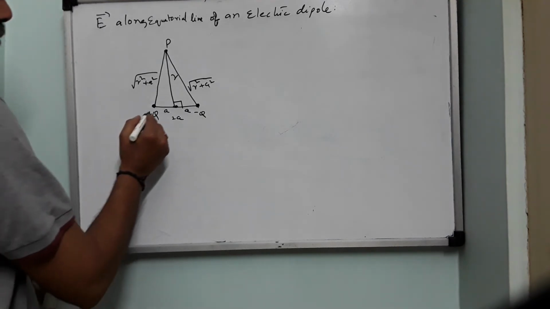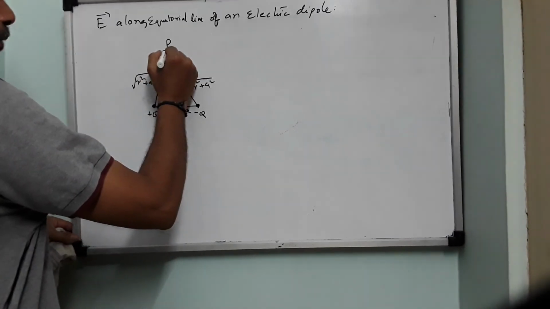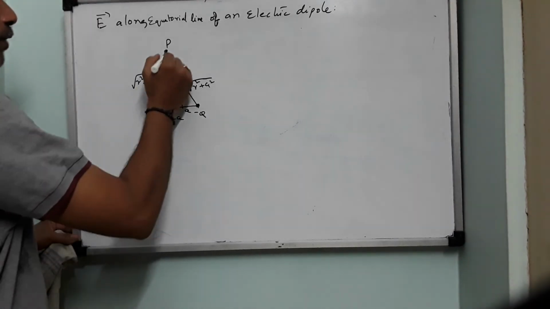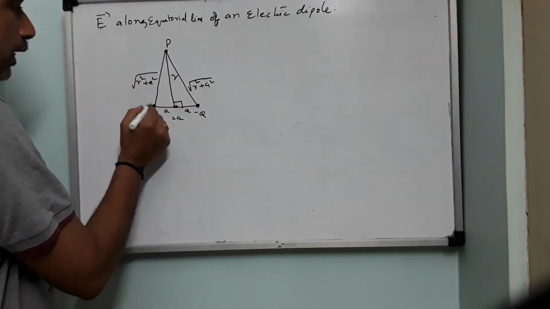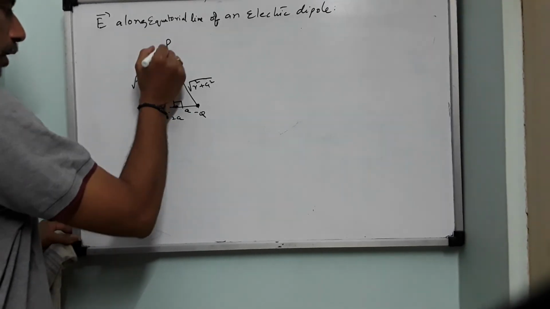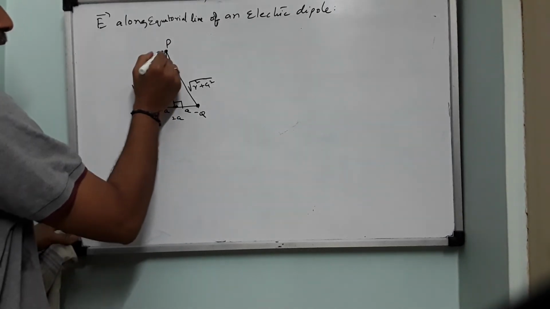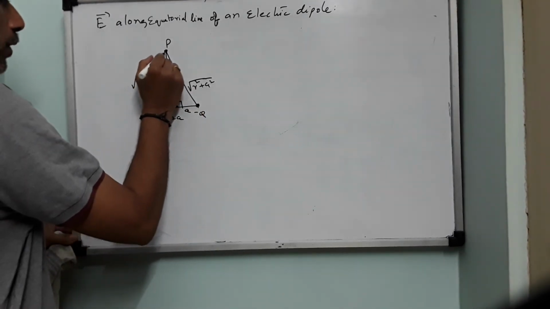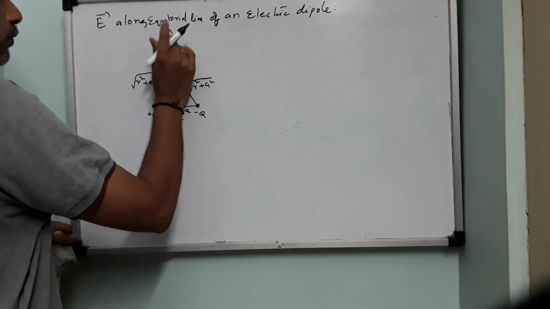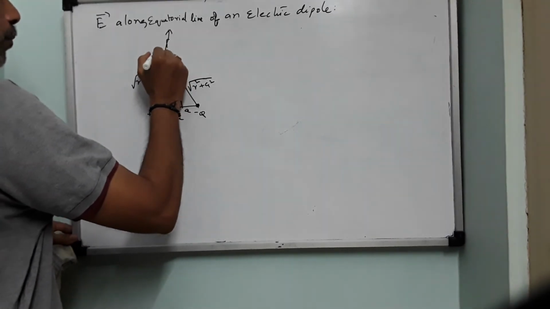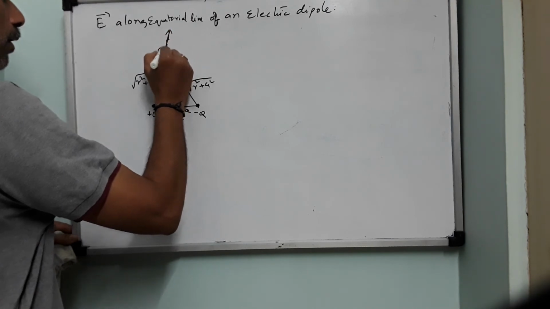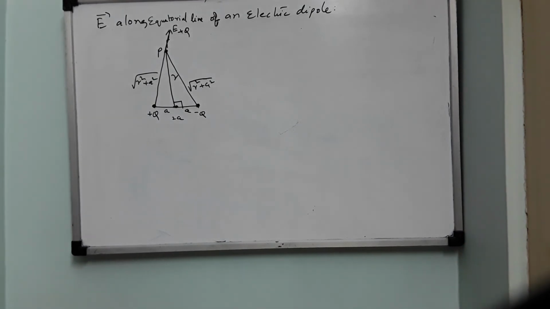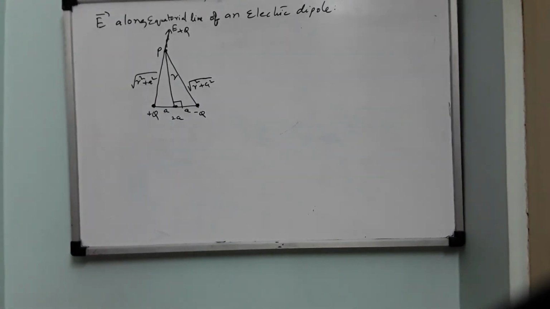What is the concept? Plus Q will produce an electric field at point P radially outwards. Radially outwards from whom? From plus Q as well as from point P. So if plus Q is the center and root over R square plus A square is the radius, then you can draw a circle like this. Radially outward means it will go like this. So what is this vector I am drawing now? This is point P I am writing here. This vector is E due to plus Q.